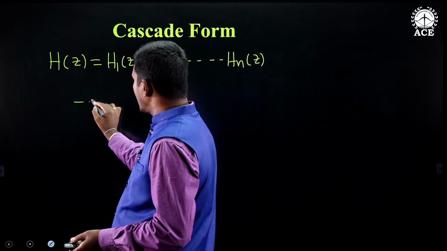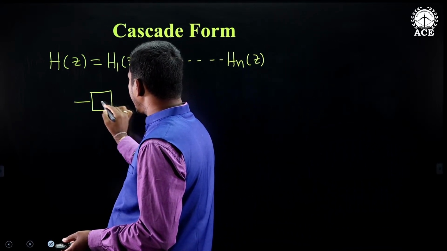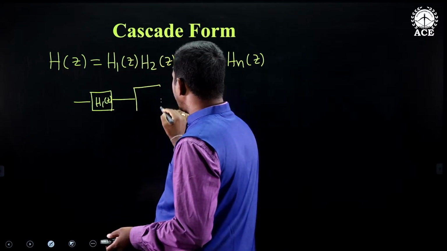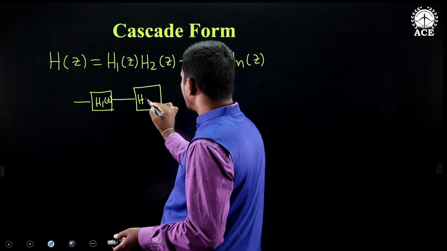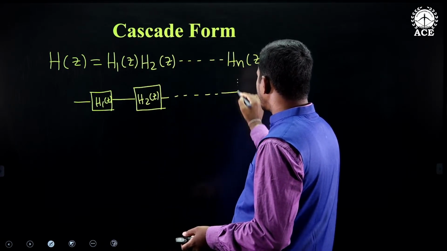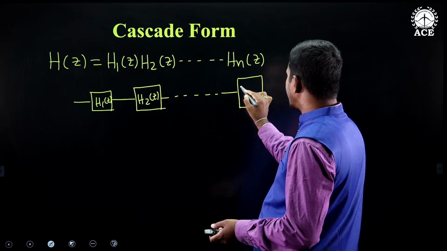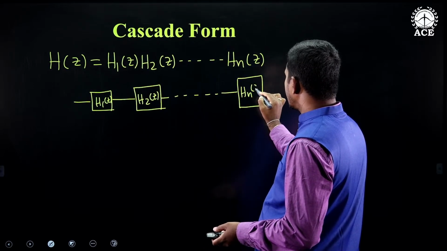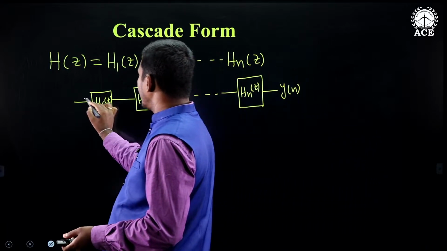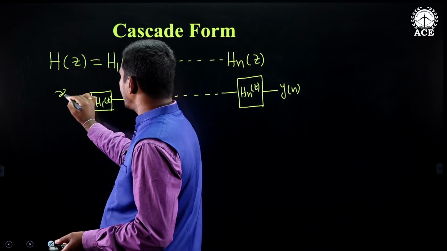So we are cascading H1(z) to H2(z) up to Hn(z). This is nothing but a cascading connection, with x of n as input and y of n as output.